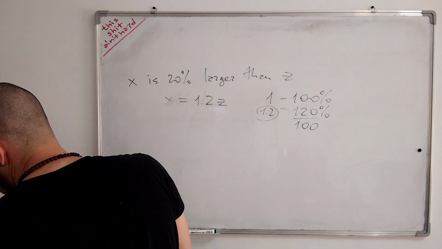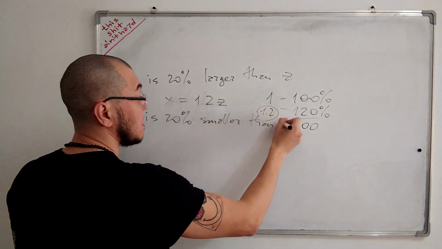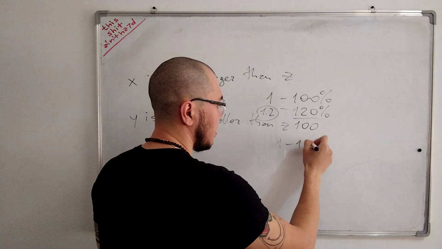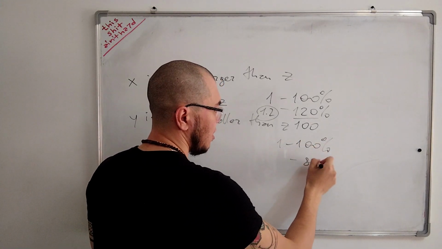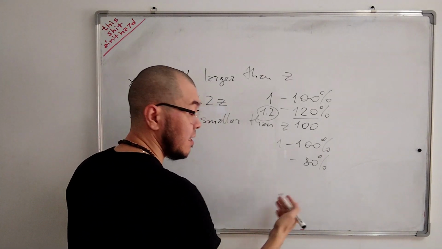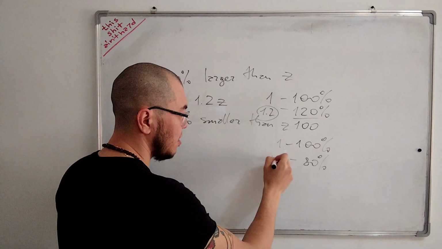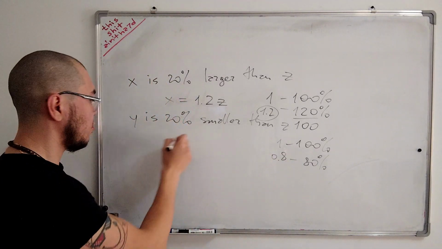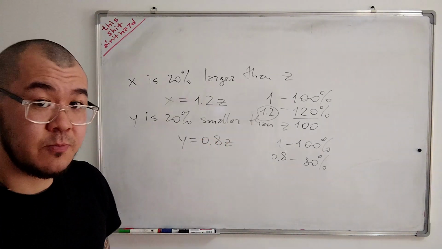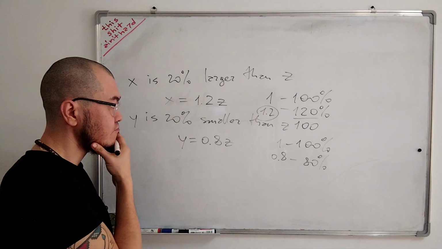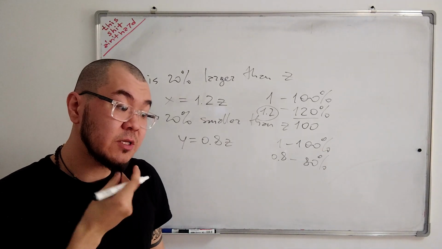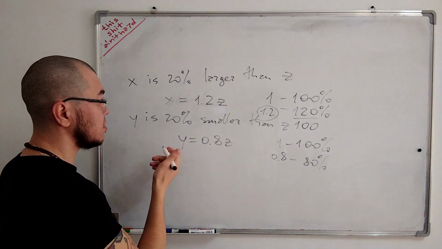Second one, y. If y is 20% smaller, then y is equal to 80%. If it's 80%, we again divide by 100 and get 0.8. So y equals 0.8z. Next step, we have to find what x is equal to in terms of y.